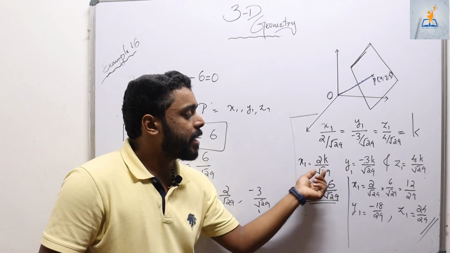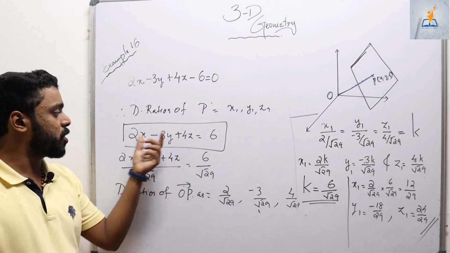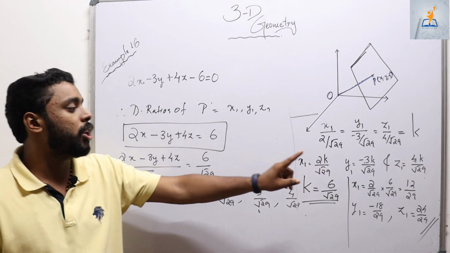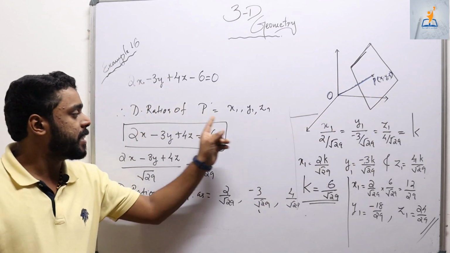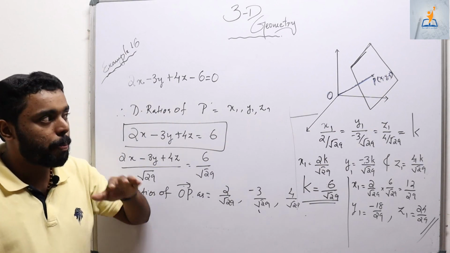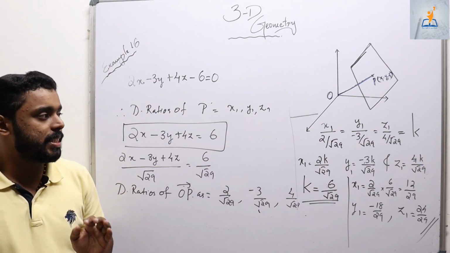x1, y1, z1 are being substituted here in order to find the value of k. Since x1, y1, z1 is a point in the plane and this is nothing but the equation of the plane, it must satisfy x1, y1, z1.